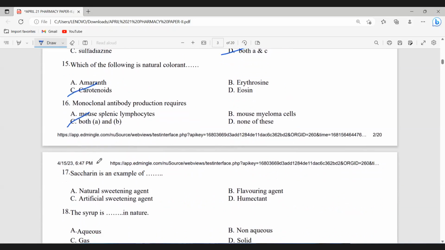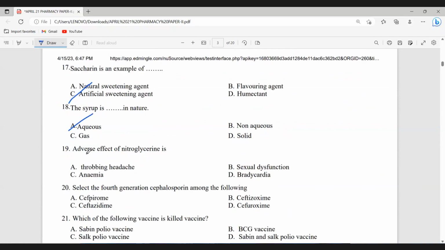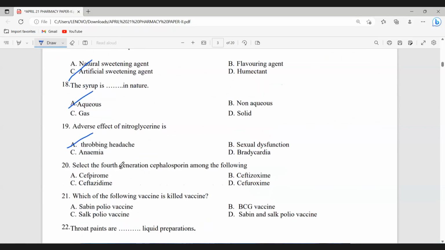Then 17th, saccharin is an example of artificial sweetening agent. Then 18th, the syrup is dash in nature. This is direct questioning. That is aqueous in nature. Then 19th, adverse effects of nitroglycerin are... Adverse effects of nitroglycerin, it is throbbing headache. Yes, correct. Then 20, select the 4th generation cephalosporin among the following. It is a direct question, that is Cefpirome.